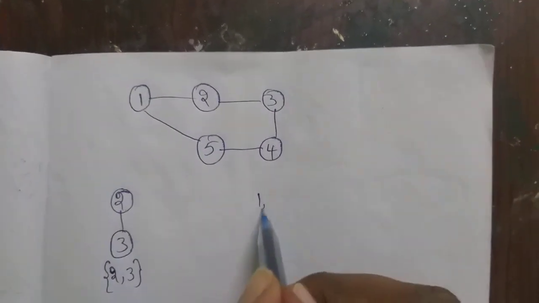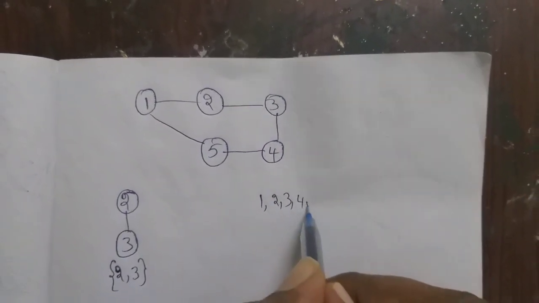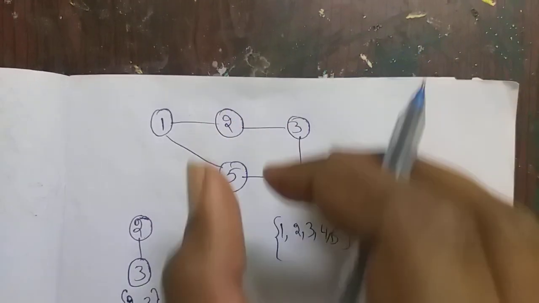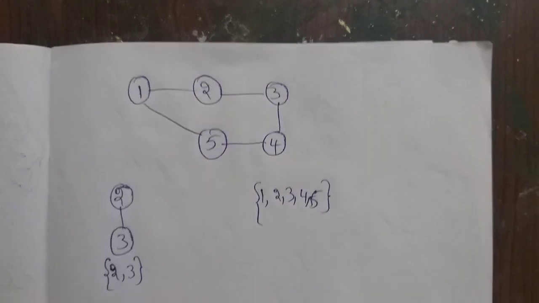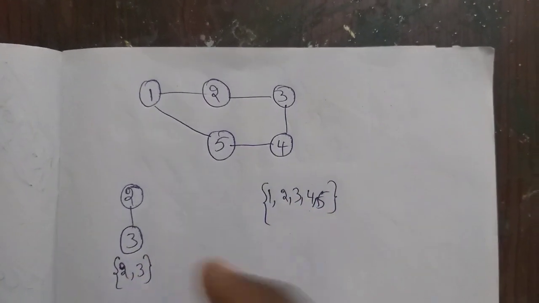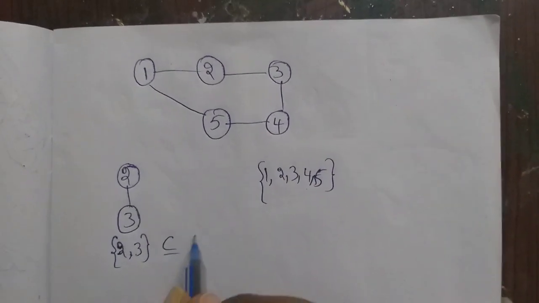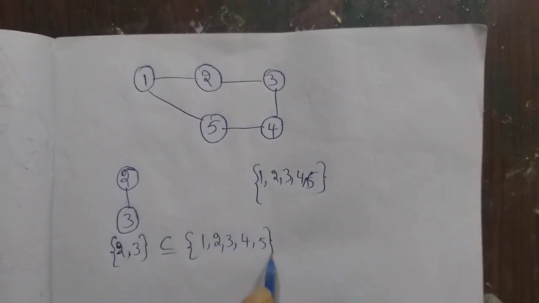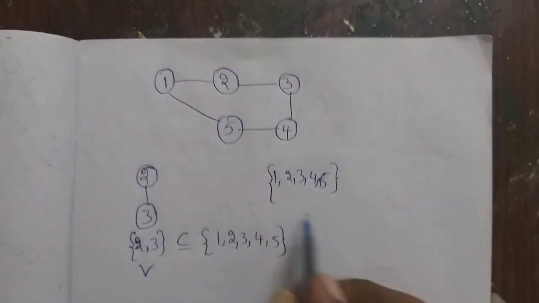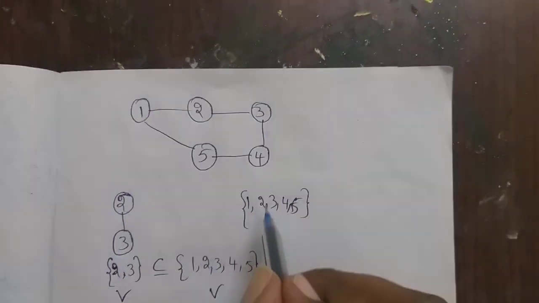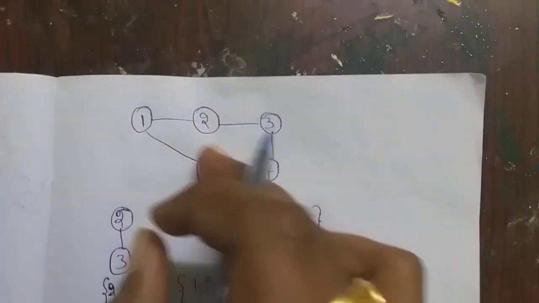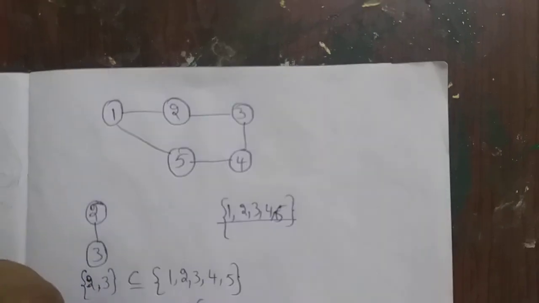But if you consider the set {1, 2, 3, 4, 5}, the entire graph itself is a single biconnected component. I can say like that. Then it is maximal. Why? Because the {2, 3} set is a subset of this {1, 2, 3, 4, 5}. Correct or not? The {2, 3} vertex set is a subset of this vertex set, and this vertex set is a subgraph, and it is also a biconnected subgraph.